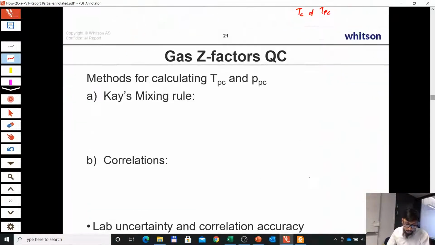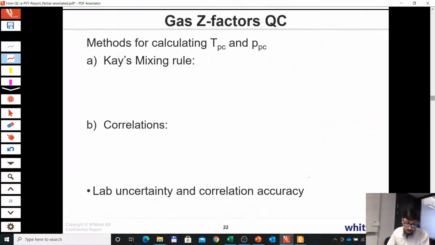Okay, so now what we will look at is how you can actually calculate the TPC and PPC, because now we know that those are the required properties to get the Z factor. One method is Kay's mixing rule, and it's a very simple method. If you know the total composition, so this method works when you know the gas composition.